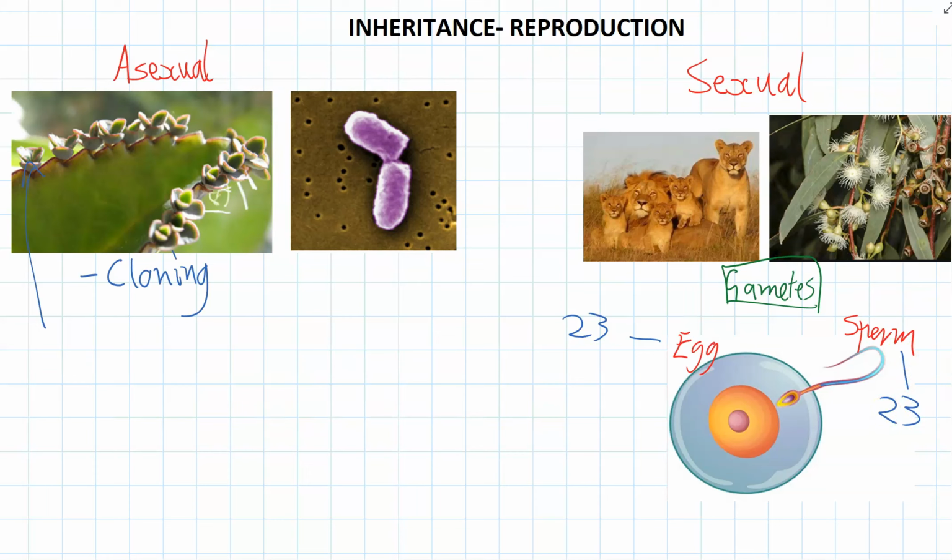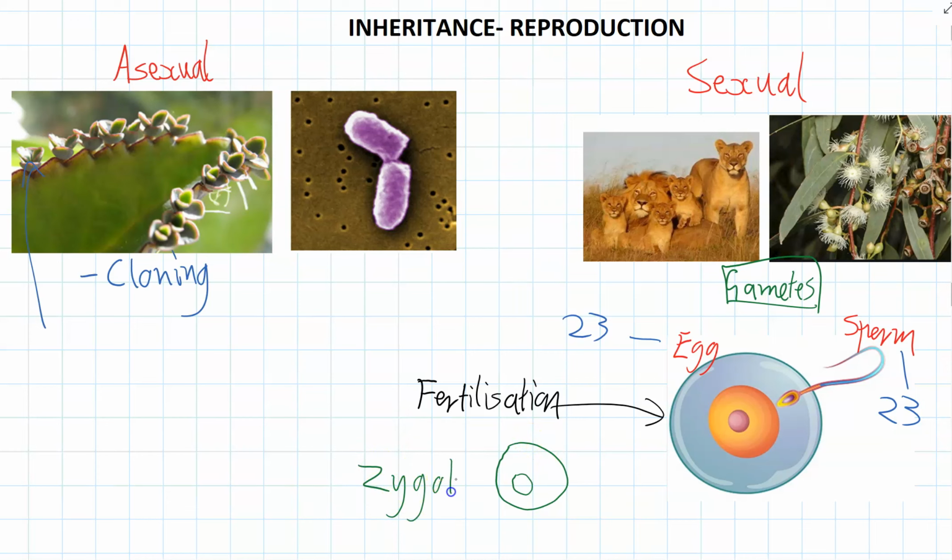So when the 2 cells come together, we've got 46 in total. And that process when cells come together is called fertilization. And the resulting cell that gets made from fertilization, so here's our cell, the sperm has fertilized the egg, we call that a zygote. It is a fertilized egg with 46 chromosomes, and it's ready to start reproducing itself through mitosis to grow into a baby.